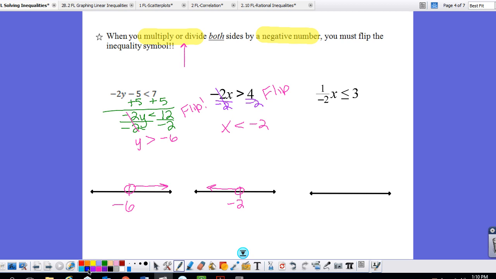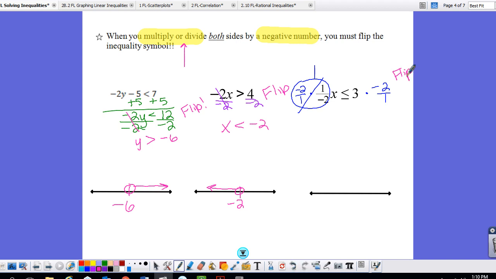All right, the next one. I have negative 1/2 times x. So another way to get rid of that coefficient is to multiply by the reciprocal. So the reciprocal means flip this over. So I'm going to do a negative 2 over 1 multiplied on both sides. And so when I do that on the left, negative 2 over 1 times 1 over negative 2 just gives me 1. But I multiplied by a negative, so I have to flip the inequality.